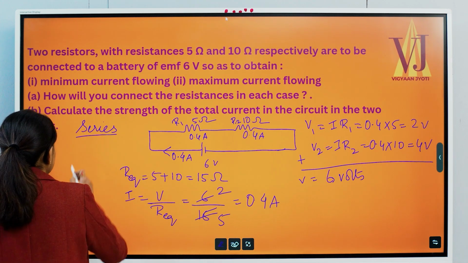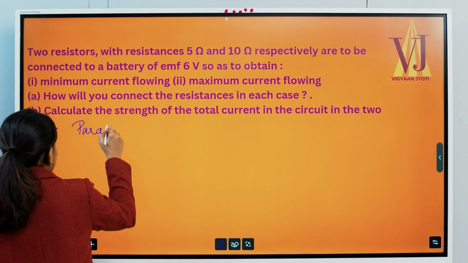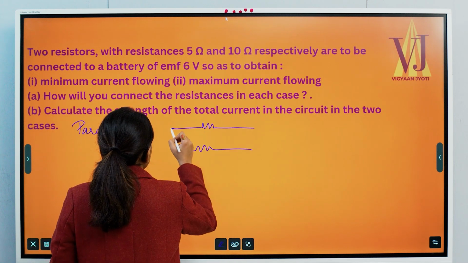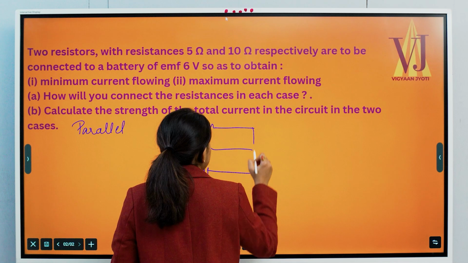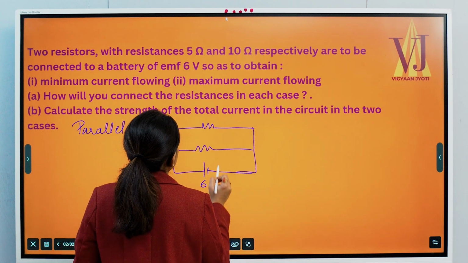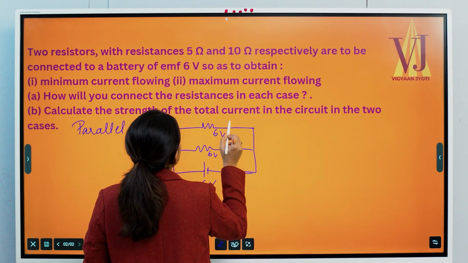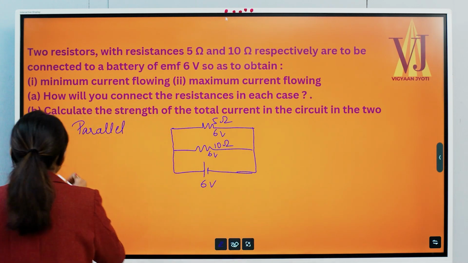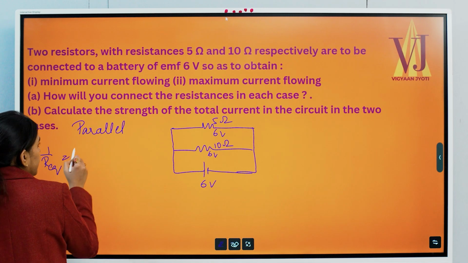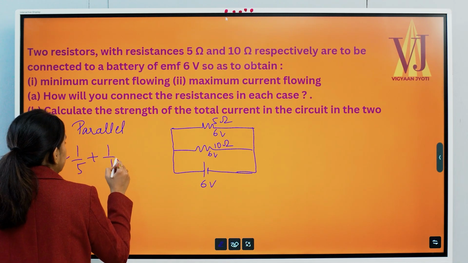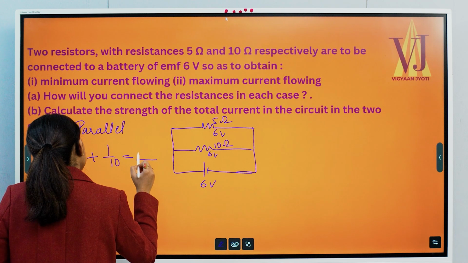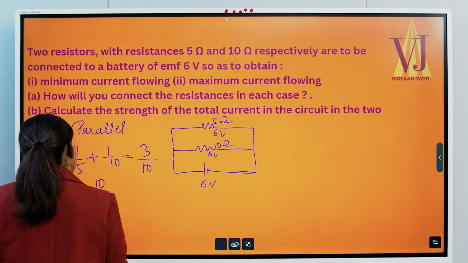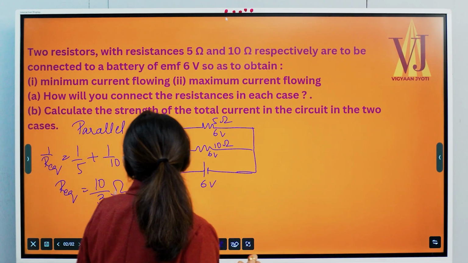Now we will solve for parallel. We have not come to any conclusion yet. Let me see what happens. So 6 volt again, that means here also we have 6 volt, here also we have 6 volt. This is my 5 ohm and this is my 10 ohm. Clear? Now we first have to find out the equivalent resistance, that's 1 by 5 plus 1 by 10. So my equivalent resistance will be 10 by 3 ohm, clear, that is 10 by 3 ohm.